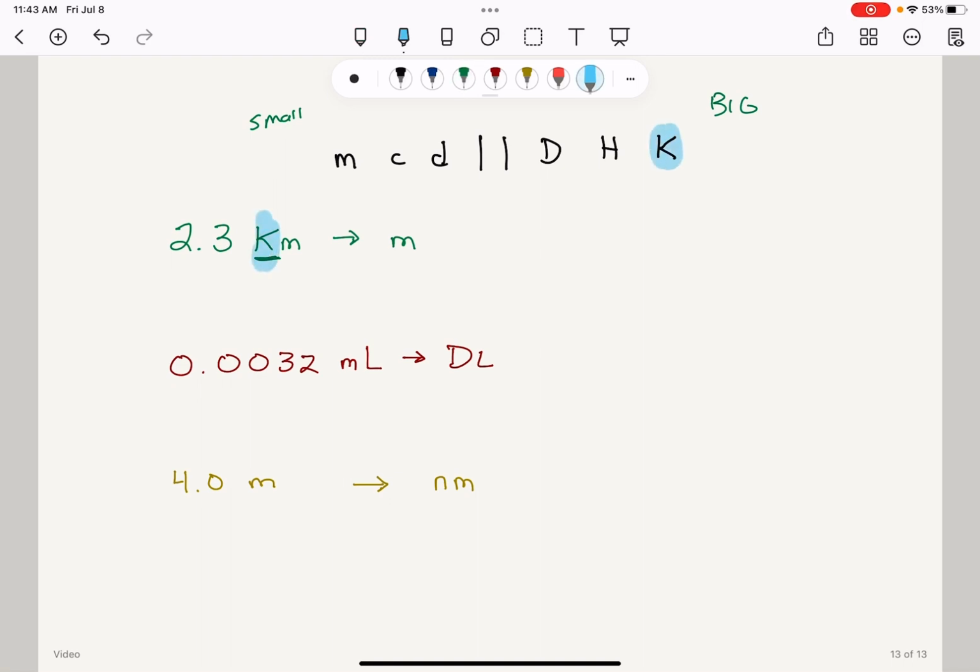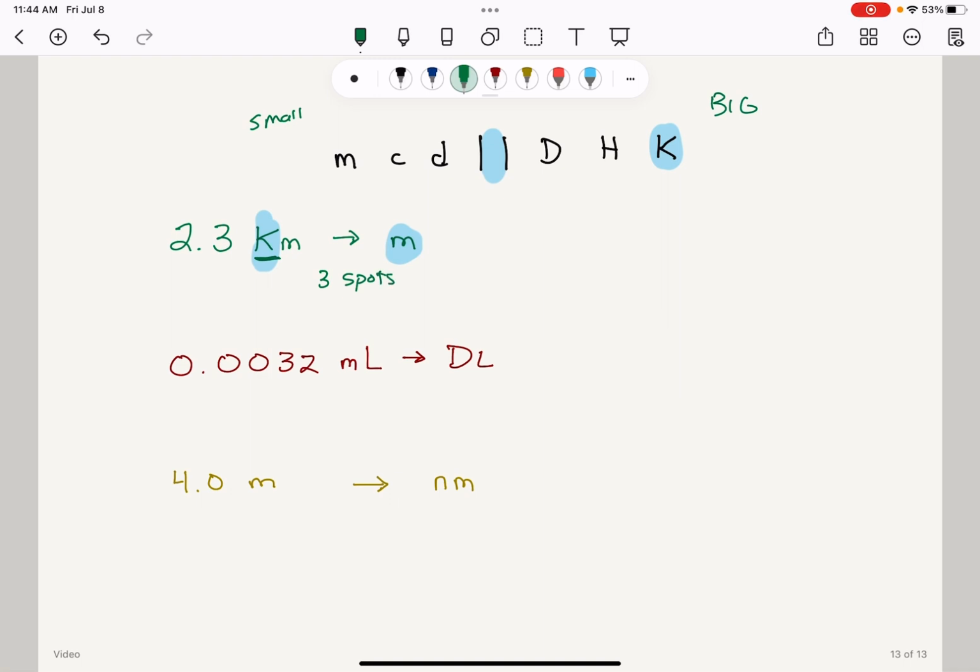Okay. Now I want to identify where the prefix is at the end. But notice how there's only one letter on where I'm trying to go to. And that means there is no prefix, which means that is my base unit right there. Then what I need to do is identify how many spots away it is. So it's 1, 2, 3. So it's 3 spots away.